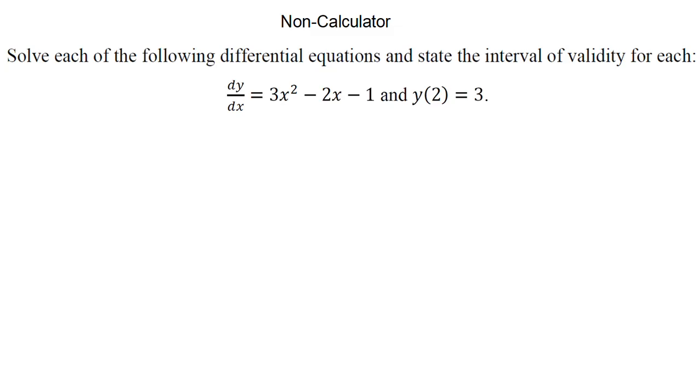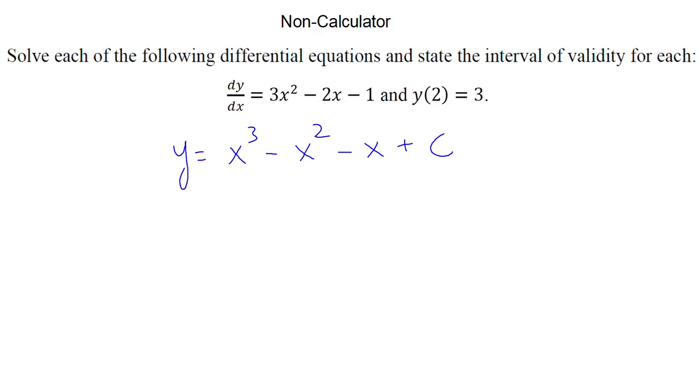So we've got pretty much just a bunch of differential equations that we're going to solve here. Starting off with a nice straightforward one. dy dx is equal to 3x squared minus 2x minus 1, with the initial condition that when x is 2, y is 3. So all we really have to do here is integrate and say y is equal to, well, the integral of 3x squared is x cubed. The integral of minus 2x is x squared. And a minus x plus some constant.